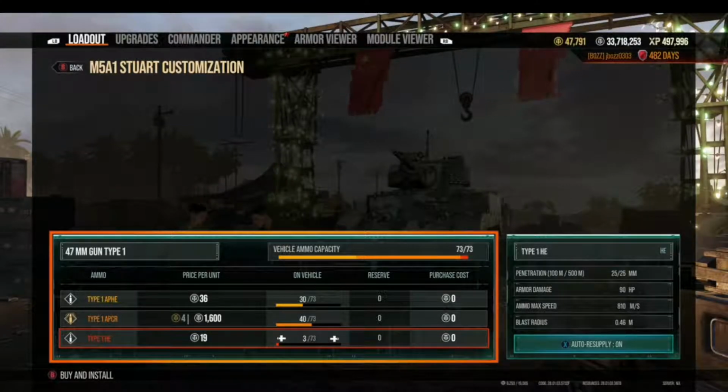So muzzle velocity, generally speaking, AP usually has an average muzzle velocity. It has no splash damage. APCR usually has the fastest muzzle velocity that you have for your tank, but it does not have splash damage either. HE and HESH are slower than AP and APCR shells, but they do have splash damage. And HEAT shells generally have a slower muzzle velocity than AP and APCR, and they do not have splash damage.